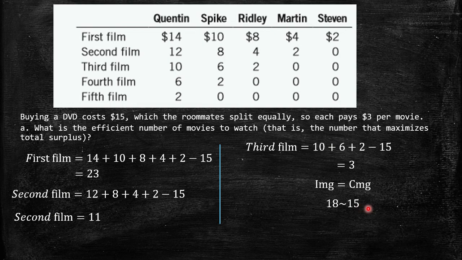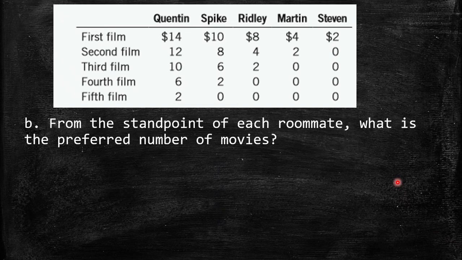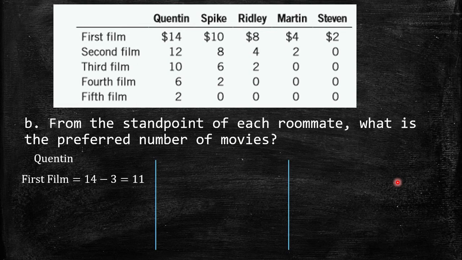If we move when the marginal income is lower than the marginal cost, because we are going to get just 8, this is not rational. So the number of films that maximizes the surplus for those friends should be 3 films. Then, from the standpoint of each roommate, what is the preferred number of movies? Let's start with Kentin.